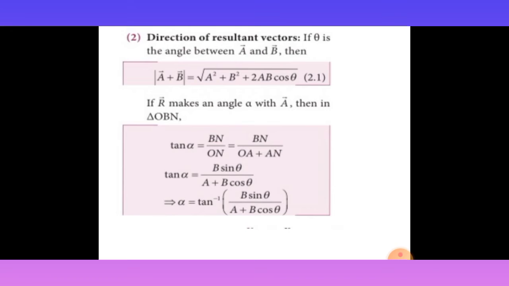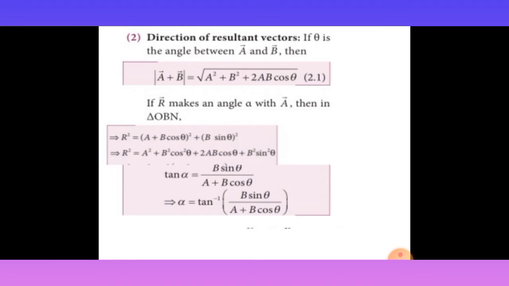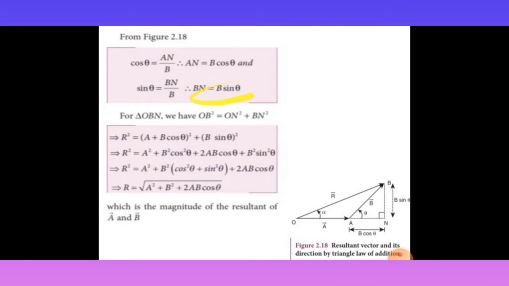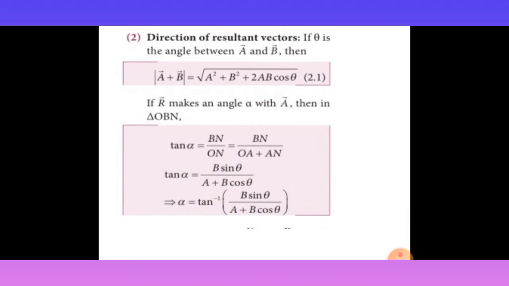So here what is the value of ON? ON is OA plus AN, which is substituted in this equation, meaning BN divided by OA plus AN. So tan alpha is equal to, already we calculated the value of BN. BN is equal to b sin theta. So b sin theta divided by OA, which is a, plus AN, which is b cos theta. So we can write a plus b cos theta. Okay students, so from this we can calculate the value of alpha. Alpha is equal to tan inverse of b sin theta divided by a plus b cos theta.